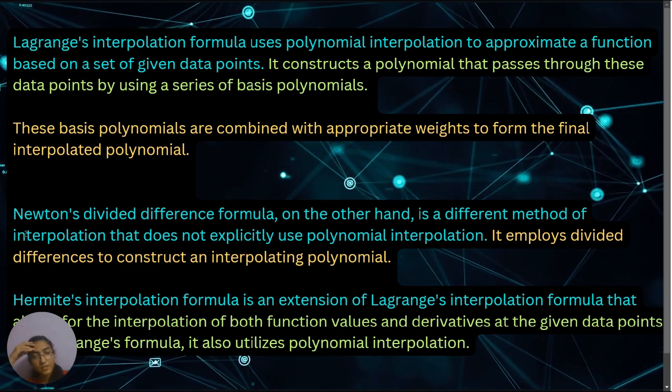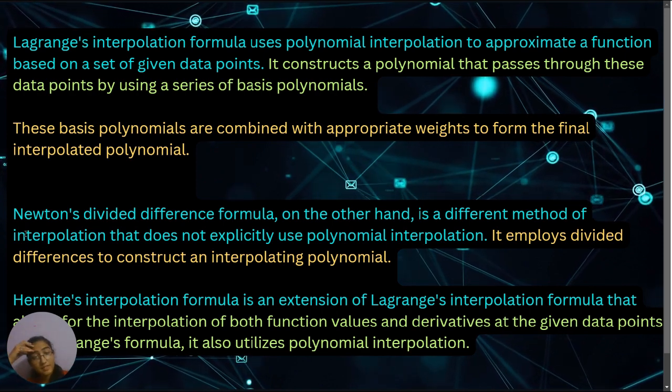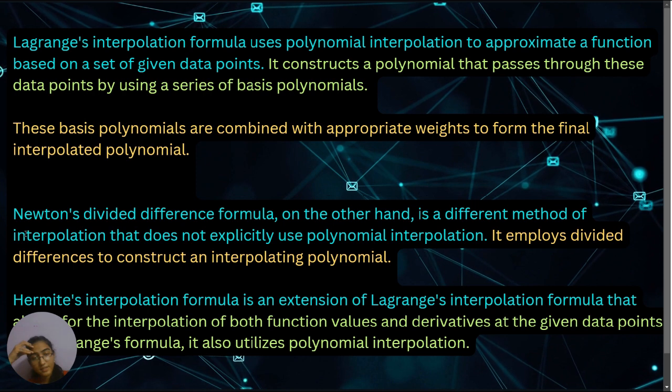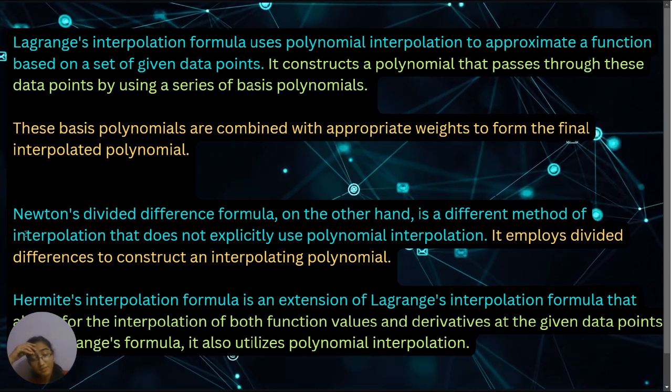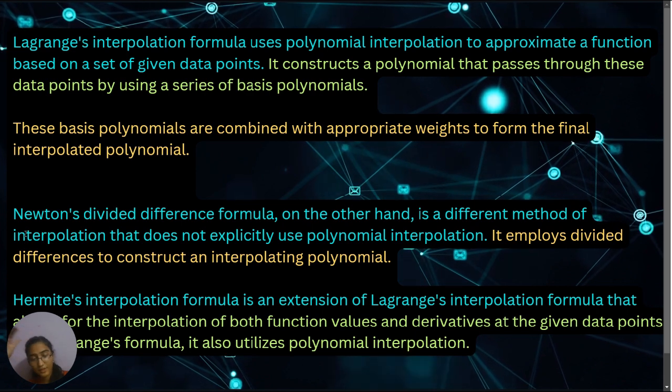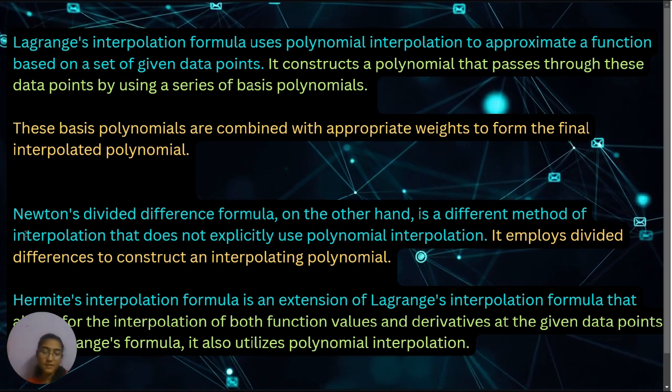Newton divided difference formula, on the other hand, is a different method to interpolate. It is explicitly used for polynomial interpolation. It employs divided differences to construct the interpolating polynomial. Whereas Hermite interpolation formula is an extension of the Lagrange formula that allows the interpolation of both the function values and derivatives at given data points. Like the Lagrange formula, it also utilizes polynomial interpolation.